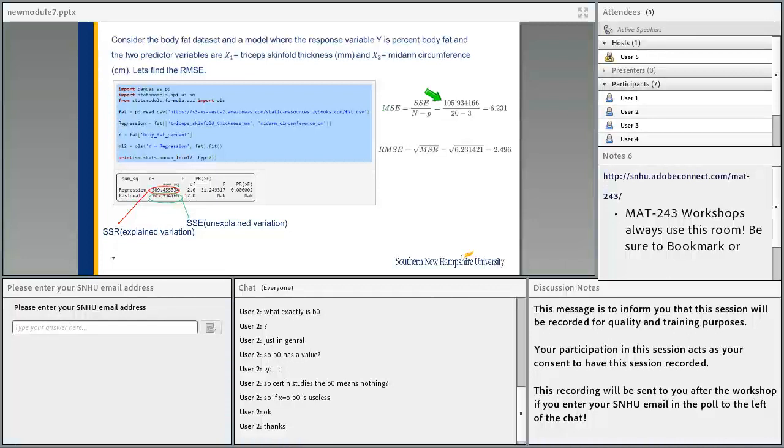N is the sample size. It was given in the question that n was 20. And p is your number of regression parameters plus 1. So we have two parameters here, x1 and x2. So p is parameters plus 1. So we say 20 minus 3. So when you evaluate that, you get 6.231.